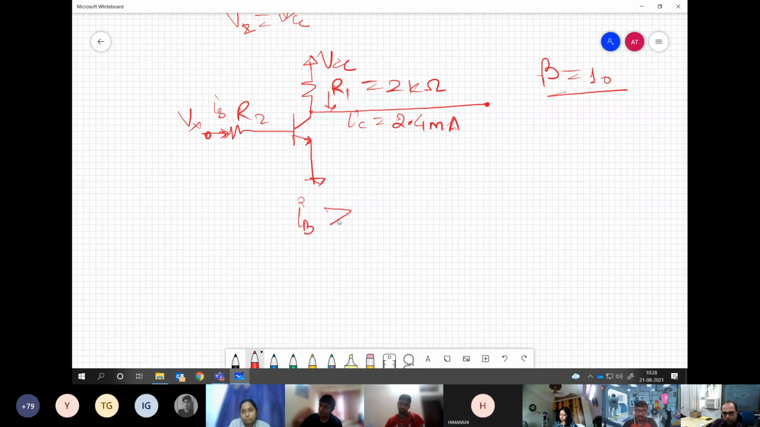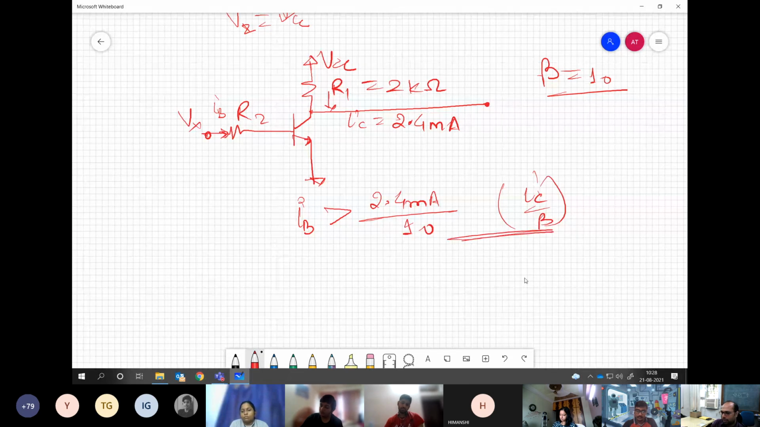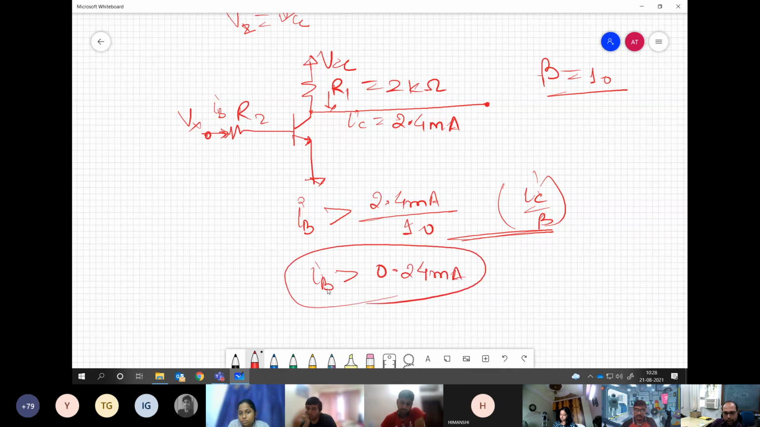So I base should be at least greater than this IC by beta. It should be greater than this, isn't it? So which means I base should be greater than 0.24 milliampere. This is what we have to ensure at any cost so that this transistor can be taken into saturation mode whenever we apply the voltage Vx over here.